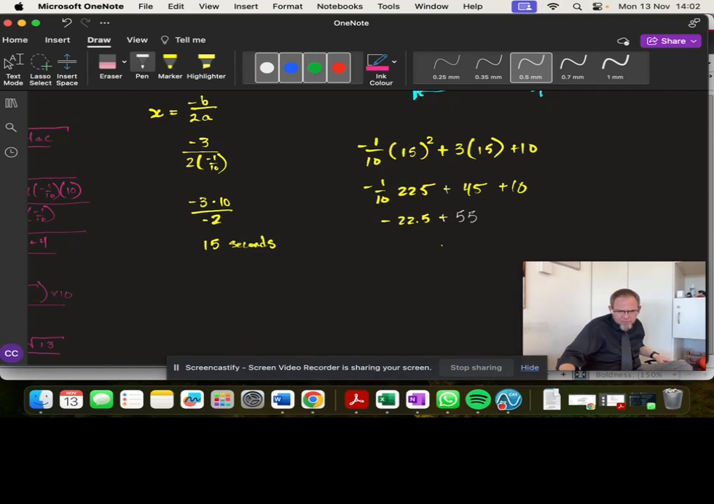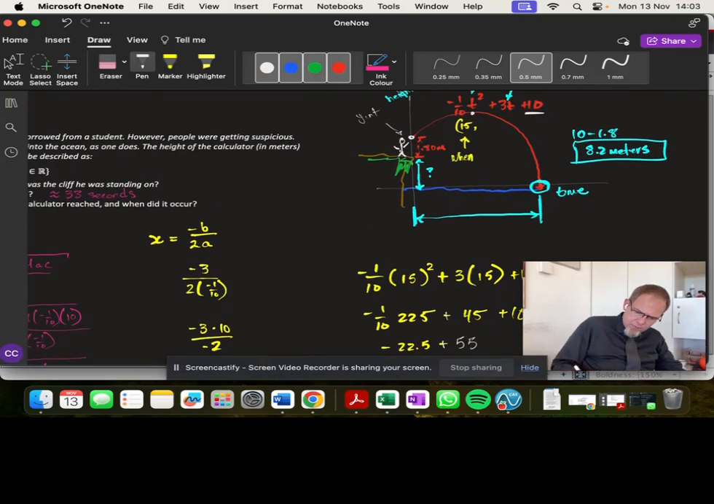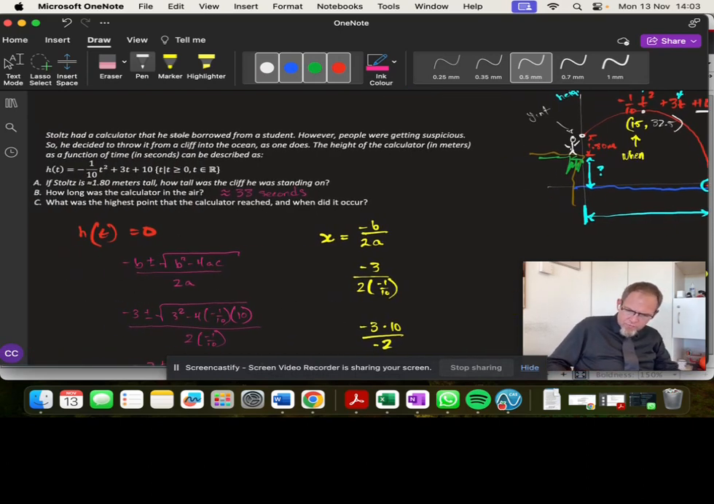22.5 from 55 would be 32.5, so it would be 32.5 meters. So the highest point was 32.5. That occurred 15 seconds after the flight. Doesn't make sense for an actual thing. I don't know if you could throw something and have it stay in the air unless it floated like a paper airplane for 15 seconds, but we're going to pretend that that's true.